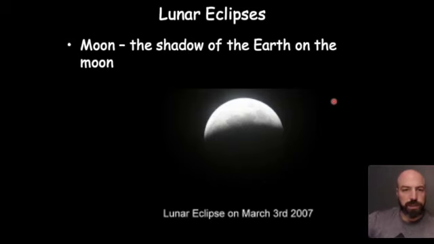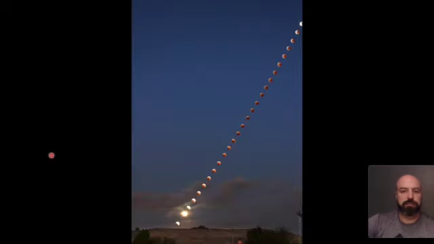Now, what's a lunar eclipse? A lunar eclipse is when the moon is the thing being covered by a shadow, in this case the shadow of the Earth on the moon. Notice that this is not any of our phases of the moon because it's not on the left or the right. It's going across the top. All right.